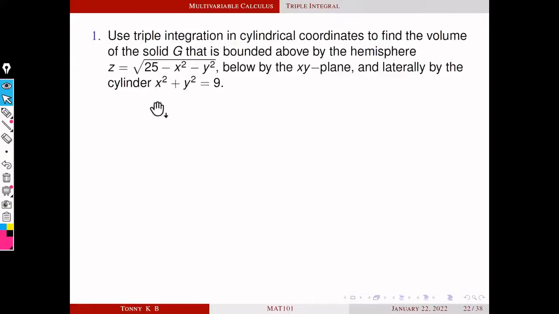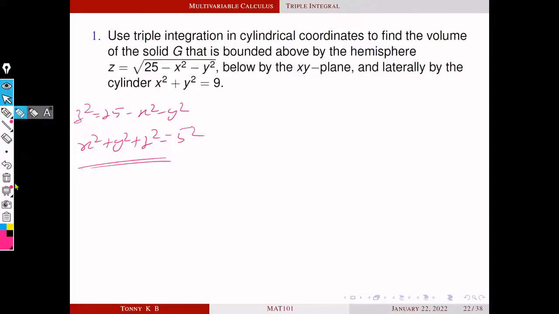Laterally it is bounded by the cylinder x square plus y square equal to 9, and its top is bounded by the hemisphere z equal to square root of 25 minus x square minus y square. Why is it a hemisphere? If you just square it, z square equals 25 minus x square minus y square. We can write this as x square plus y square plus z square equal to 25. This is the equation of a sphere. Then why is it a hemisphere? Because here z is always positive, so it is the upper portion of the sphere.